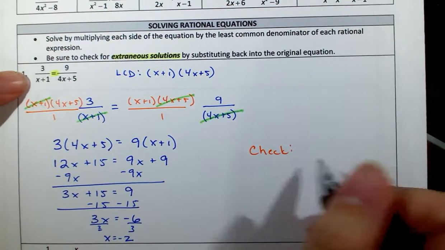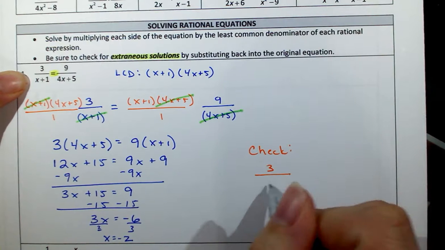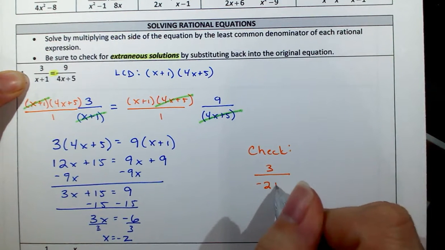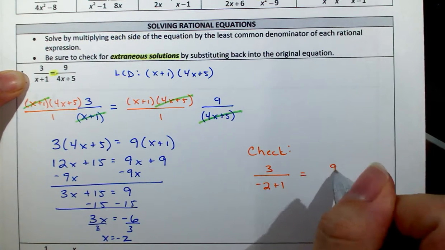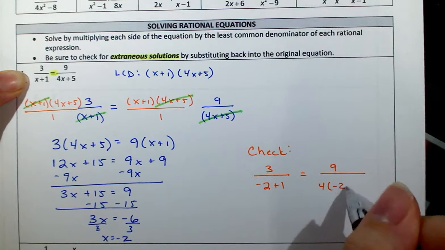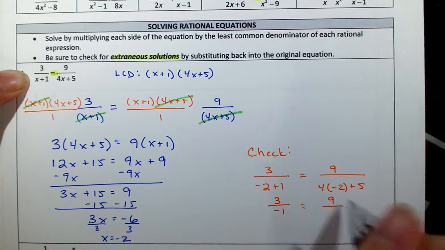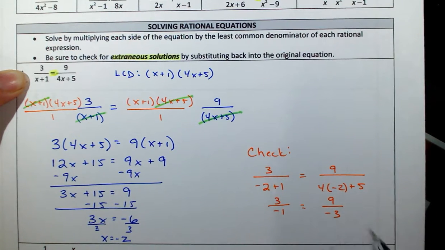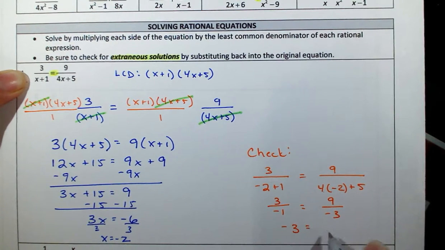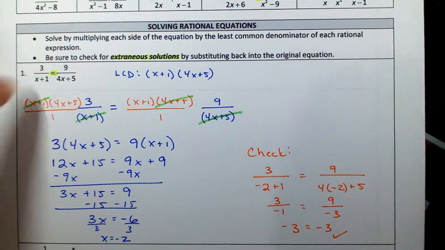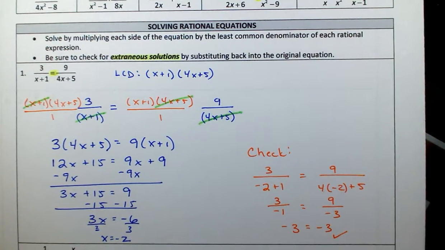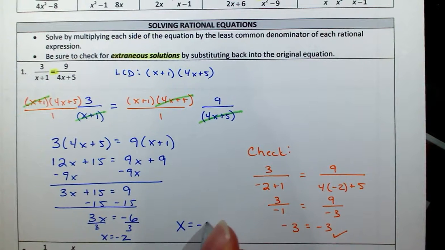So when we check, we plug it back into the original problem. So 3 over negative 2 plus 1, is that the same as 9 over 4 times negative 2 plus 5? So we have 3 over negative 1, and 9 over, let's see, negative 8 plus 5, which is negative 3. And last I checked, negative 3 equaled negative 3. So this one is correct. We verified it. So that means our answer is x equals negative 2.